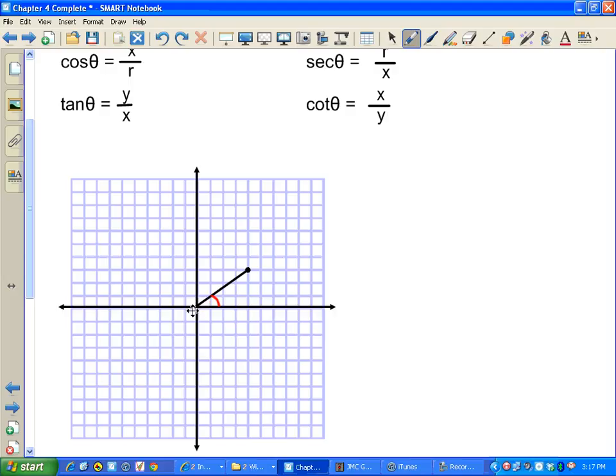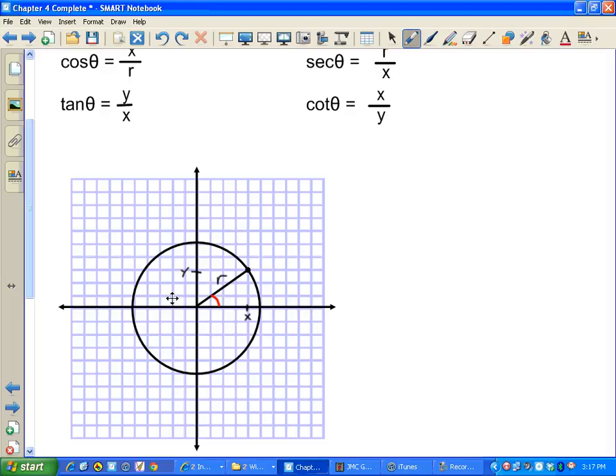So here I've got a segment that's creating an angle with the x-axis. But now my radius is not 1, so I'm not on a unit circle. I'm on a circle that has a radius of something bigger than 1. So we've got r, we've still got an x value, and we've still got a y value. If I were to make a circle on here, I could still do that. It's just not going to have a radius of 1, so it's not a unit circle.